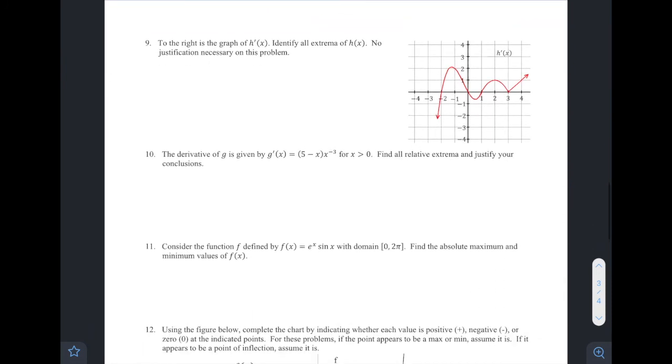Number nine. We're moving on to the next page of this. To the right is the graph of h prime of x. Identify all extrema of h of x. No justification needed on this problem. So we know that extrema of h of x could occur at critical values, but where the sign changes.